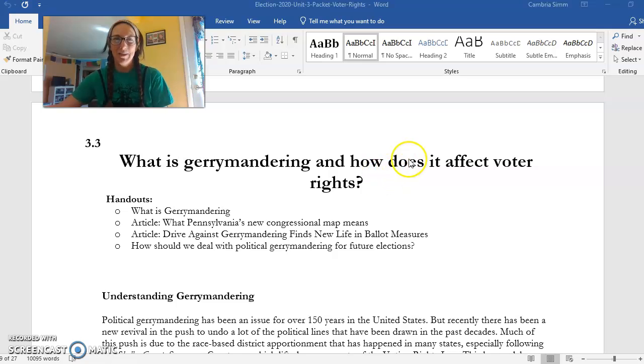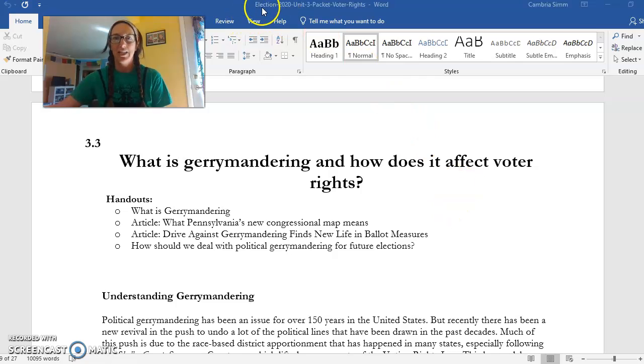Hey guys, it's Miss Florin back with the second part of your voting rights lesson for government. We're going to talk about gerrymandering today. So, what is gerrymandering and how does it affect voter rights?